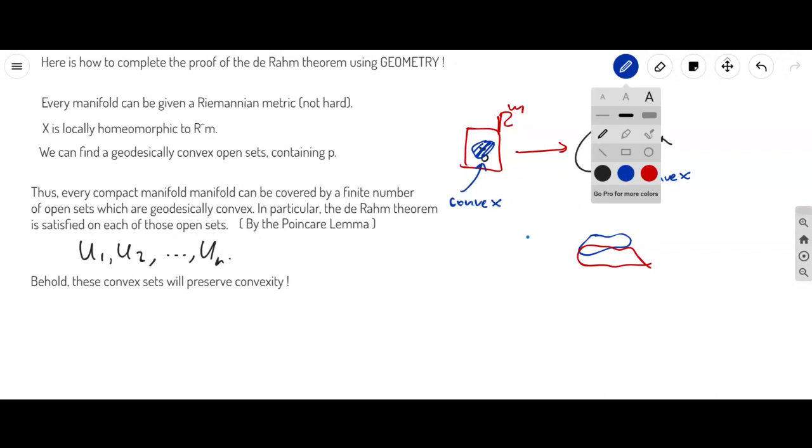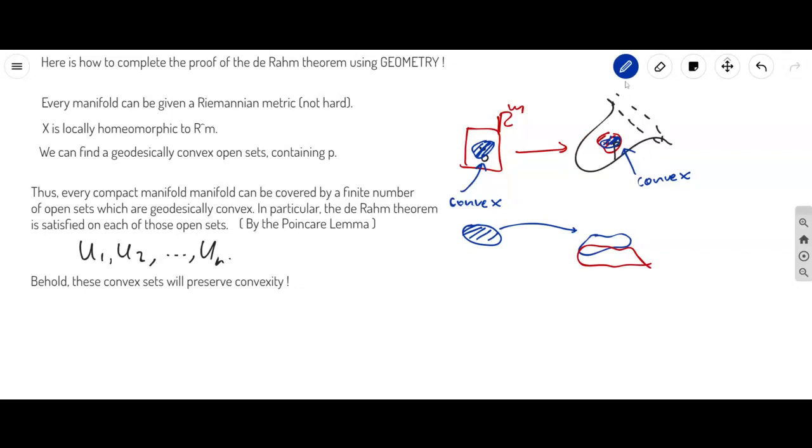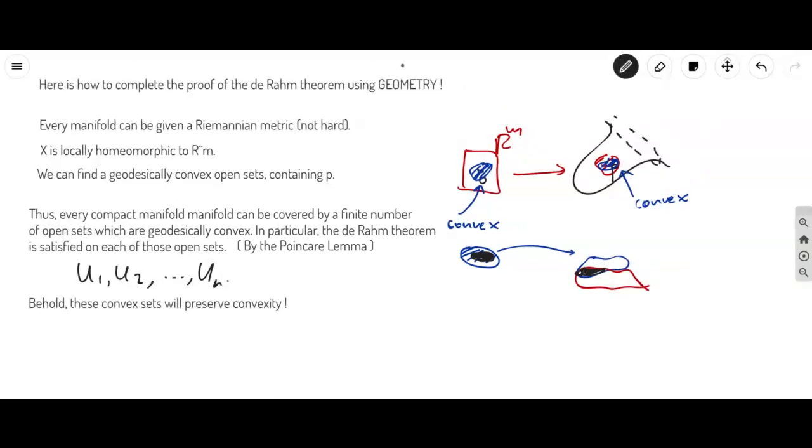So that would mean that if this is the Euclidean convex set that maps to it, it does not matter whether you use the blue one or the red one. It really does not matter. And this is how they intersect. Then the intersection will just be a smaller open convex subset of that. So it is still convex. And we can use the Poincare lemma on the intersection. So that is how it works. And I think this is an amazing proof because you're using geometry to work this through. By introducing geometry, it just somehow very nicely works out.